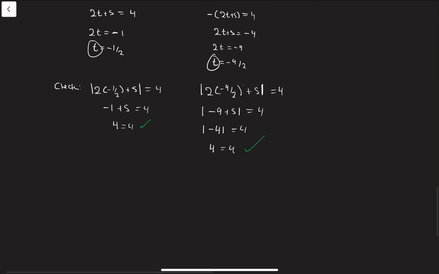But overall, we can see that t is equal to negative 1/2 and negative 9/2. That's our solution. Just box this. Pretty easy example. Moving on. This example, relatively easy as well. We'll follow the same sort of pattern.